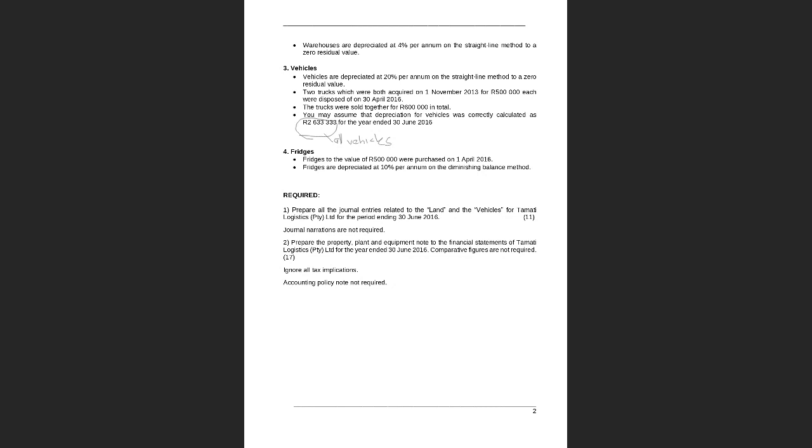Okay, good. So now let's do the journal entries. Remember, we haven't yet answered the question. The question is, what is the journal entry for this transaction here? So for vehicles, what journal entries do you think we're going to do for vehicles?